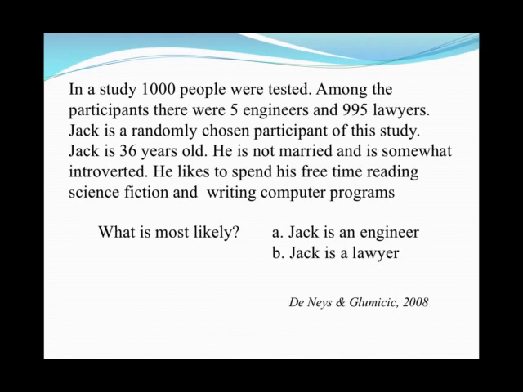Okay, this is the last one. In a study, 1,000 people were tested. Among the participants, there were 5 engineers and 995 lawyers. Jack is a randomly chosen participant of the study. He's 36 years old. He is not married, and he is somewhat introverted, like he likes to spend time by himself. He likes to spend his free time reading science fiction and writing computer programs. So what is most likely? A. Jack is an engineer, or B. Jack is a lawyer.